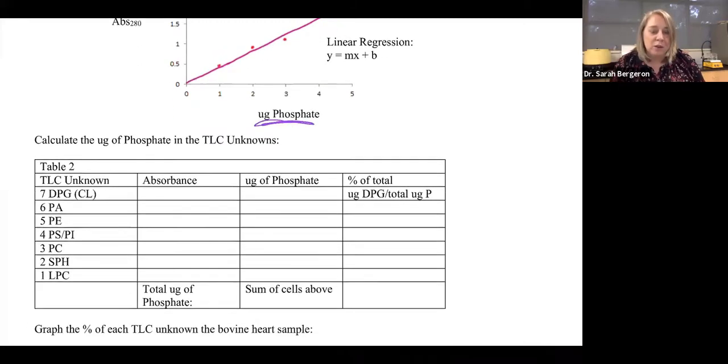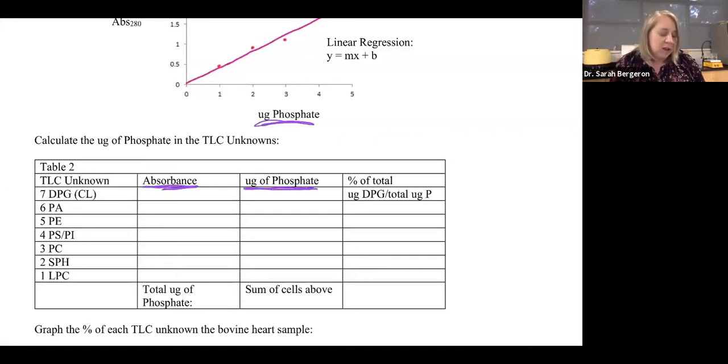And so here's your table that you're going to put. You'll put your absorbance value of your unknowns, and then this is the calculated micrograms of phosphate that you derived from this equation, right? Now, it's hard to understand micrograms of phosphate. That doesn't tell us a whole lot. What we really want to know is what percent of all the phospholipids, right, inside of bovine cardiac tissue were each of the individual phospholipids.